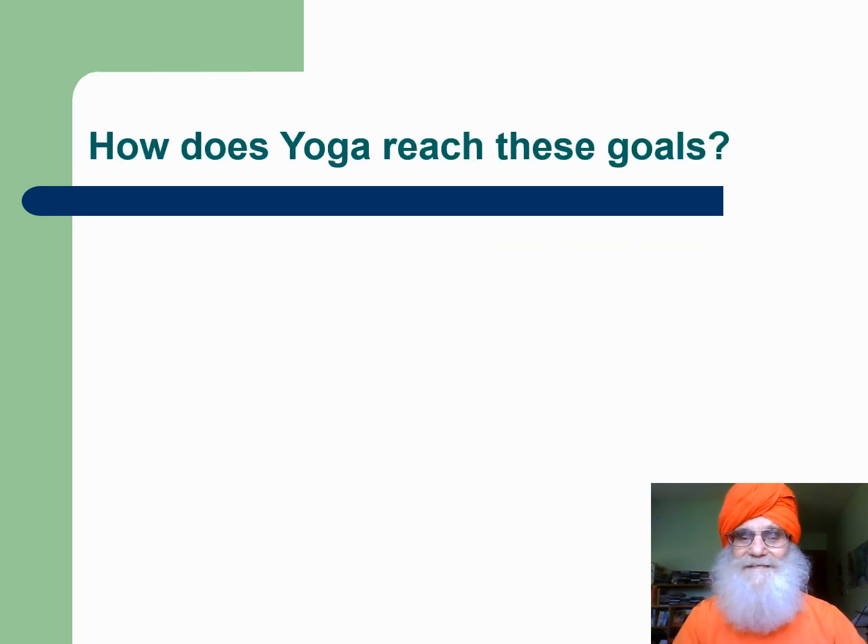Now, the question is, how are we going to get there? Anyone can write a book and tell you what, but you have to have some steps if you want to get to such a goal, to develop yourself physically, mentally, and then even to reach the union with the Supreme. So how do we do that?